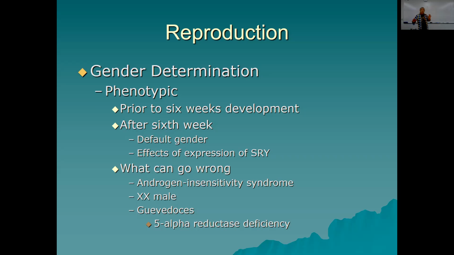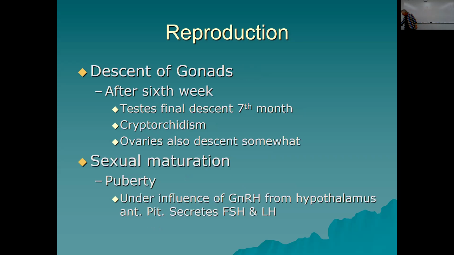And I'm going to write all this down also because this is definitely not in the book. The set of gonads, as I mentioned, after 6 weeks, testes finally descend. And when they don't descend, it's called cryptorchidism. For some reason, testes are called orchids. I think that's the Latin name for them. Ovaries also descend somewhat.